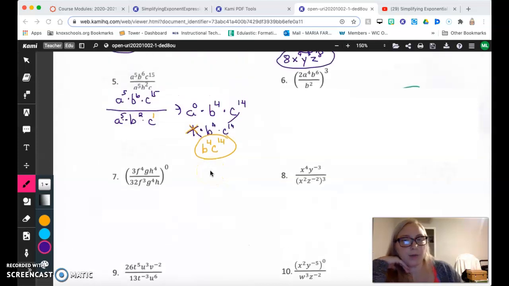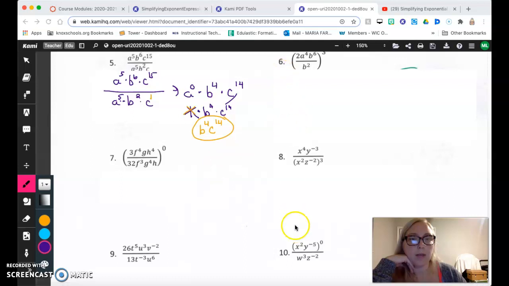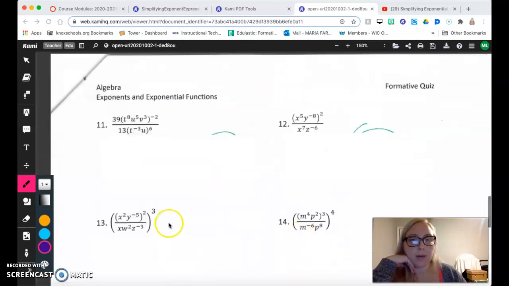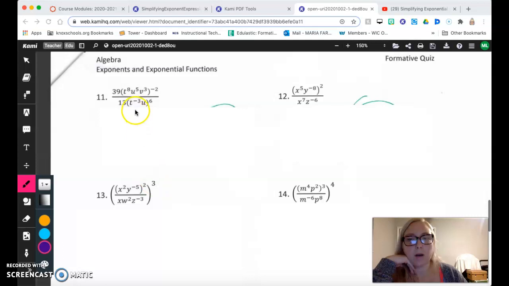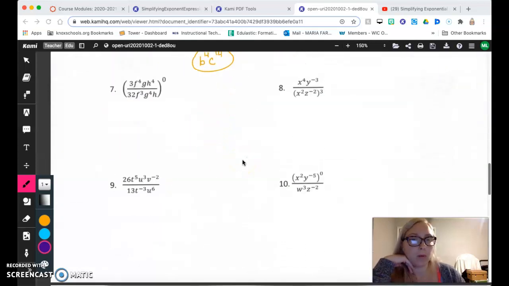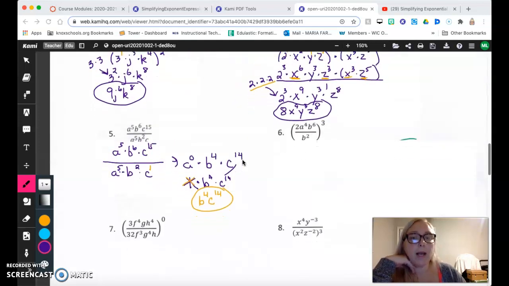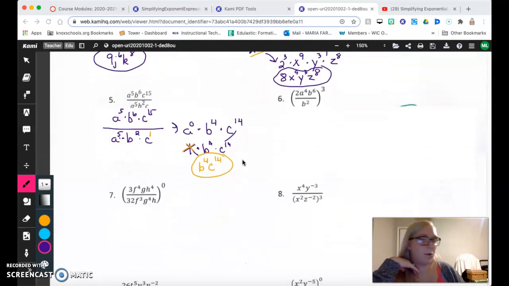Okay, here's part 2 of the lesson. I'm not going to do all the rest of these with you. I'm going to do the even problems left on this side, and I'm going to do 2 of the odd problems left on this side. So I'm going to do 5 more problems with you, and the rest you are responsible for on your own.